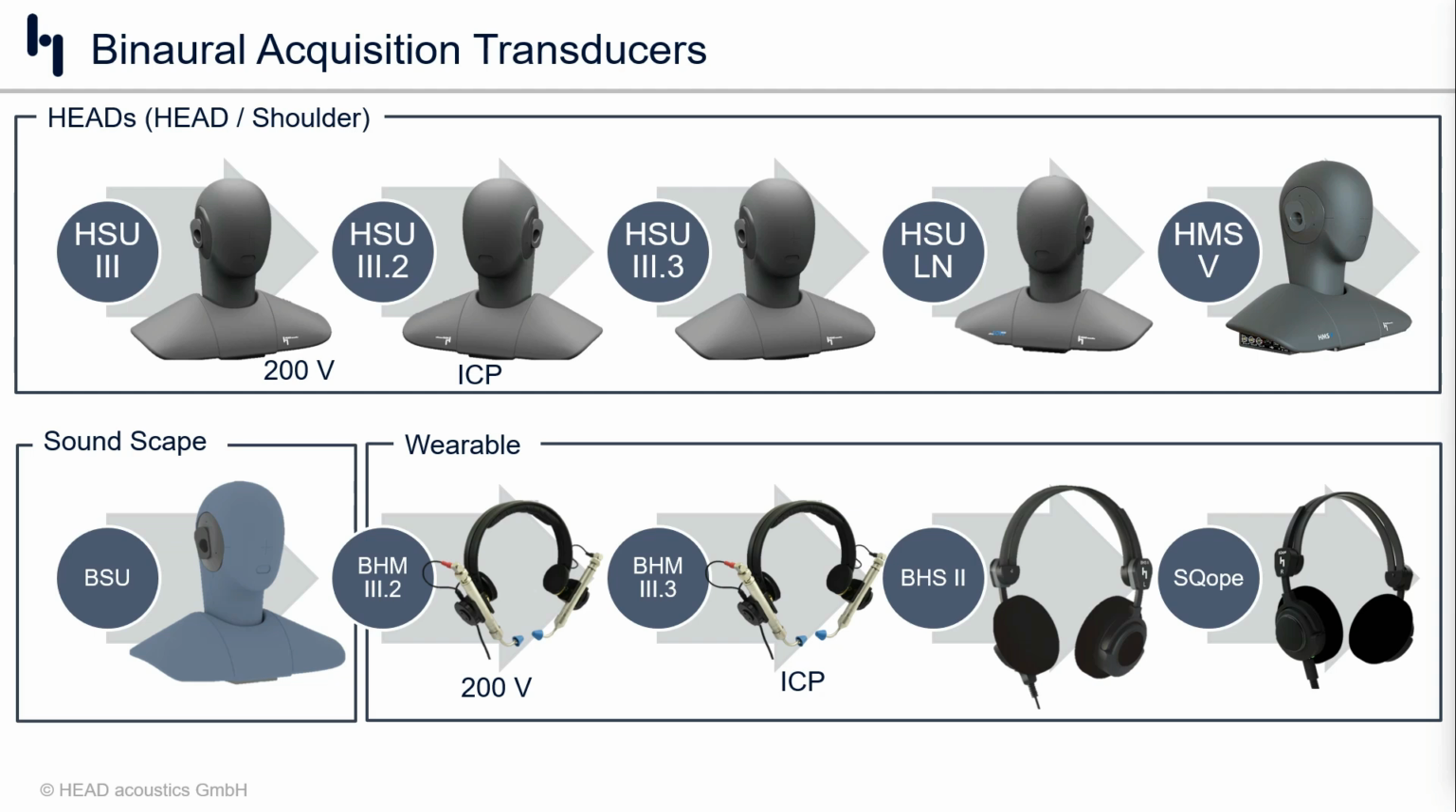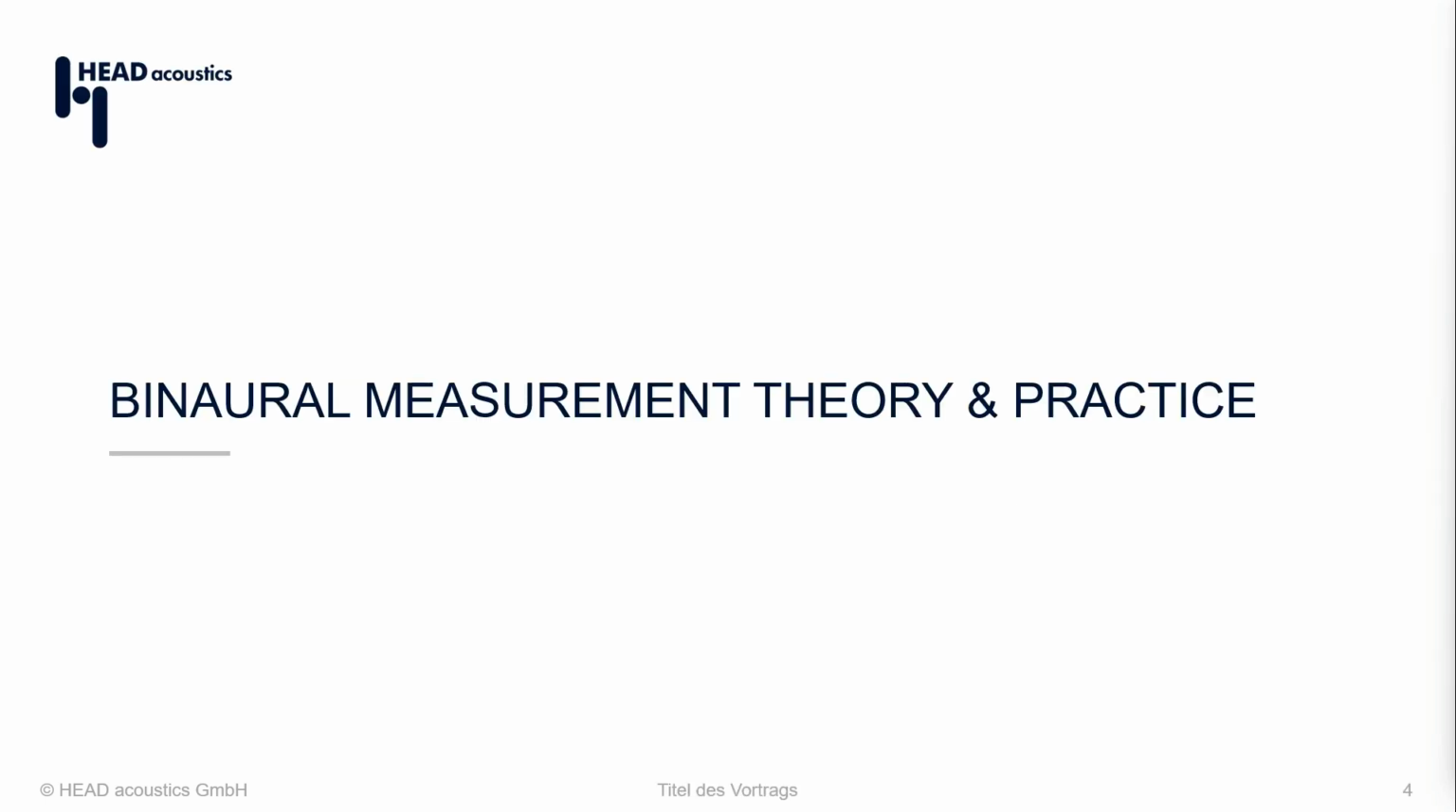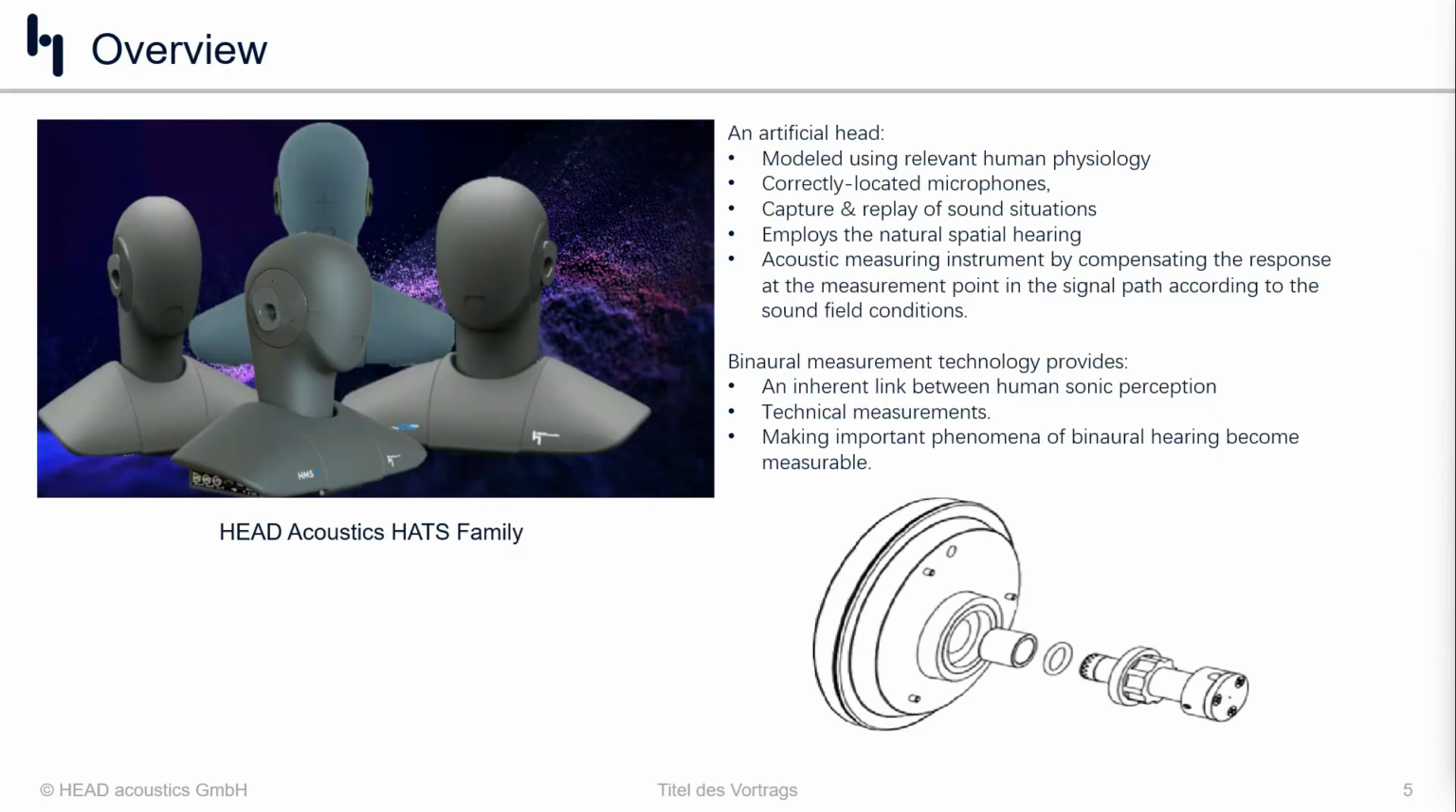So moving along, binaural measurement theory and practice. An artificial head that models the human physiology, the ear positions, the pinna, the shape, the head and the shoulder, etc., and with the correctly located microphones can serve not only to capture and replay for a human being spatial sound situations that could be experienced, provided the context is the same, especially exactly as if you were there in life. It's really uncanny, but also can serve as an acoustical measuring instrument.